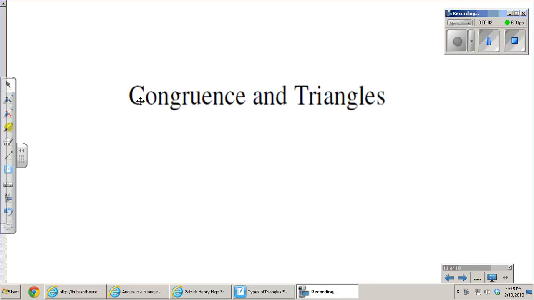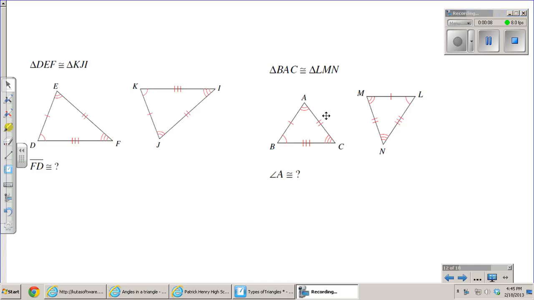Here's a video on congruence and triangles. Let's show you how this works. Okay, sometimes you're going to get statements like this. This says triangle DEF is congruent to triangle KJI. That means they're the exact same. Same size, same angle, same everything.